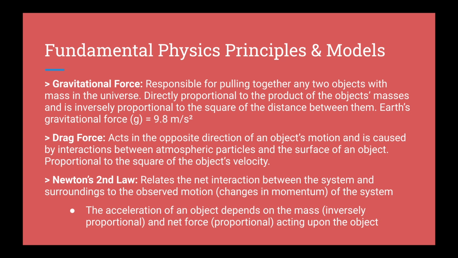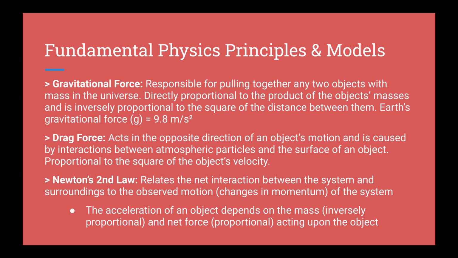The fundamental physics principles and models included gravitational force, which is responsible for pulling together any two objects with mass in the universe. This is directly proportional to the product of the objects' masses and inversely proportional to the square of the distance between them. Earth's gravitational acceleration, or g, is equivalent to 9.8 meters per second squared.